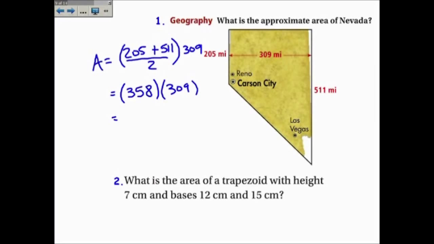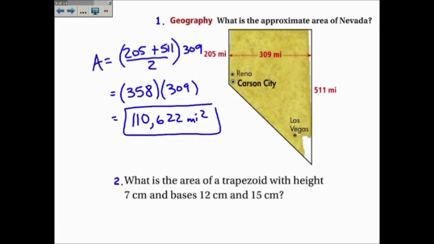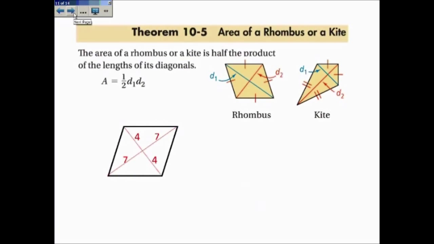And what I get, 358 times 309 is 110,622 square miles. All right. The last idea is on the area of a rhombus or a kite. And the way you find the areas of a rhombus or a kite is the same. It's the product of the lengths of the diagonals divided by 2.